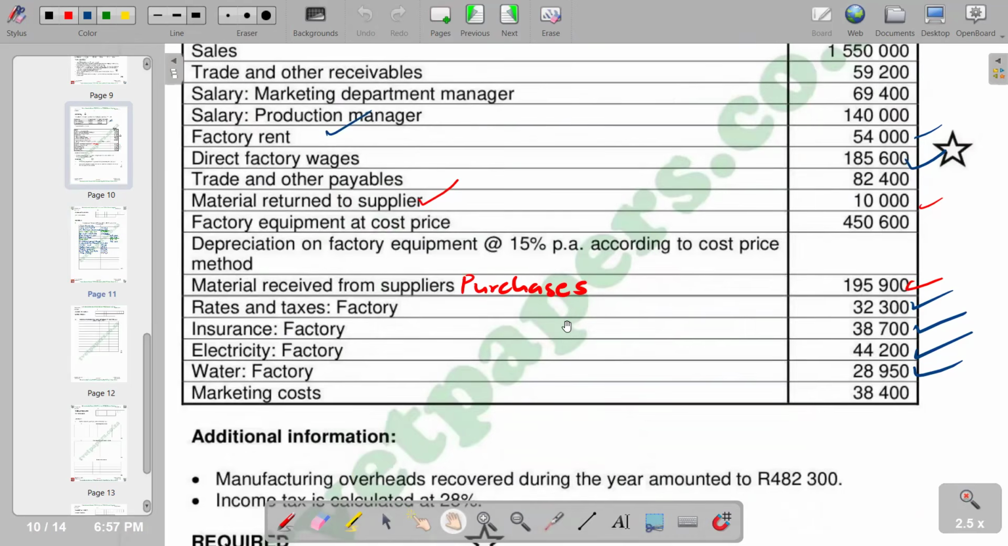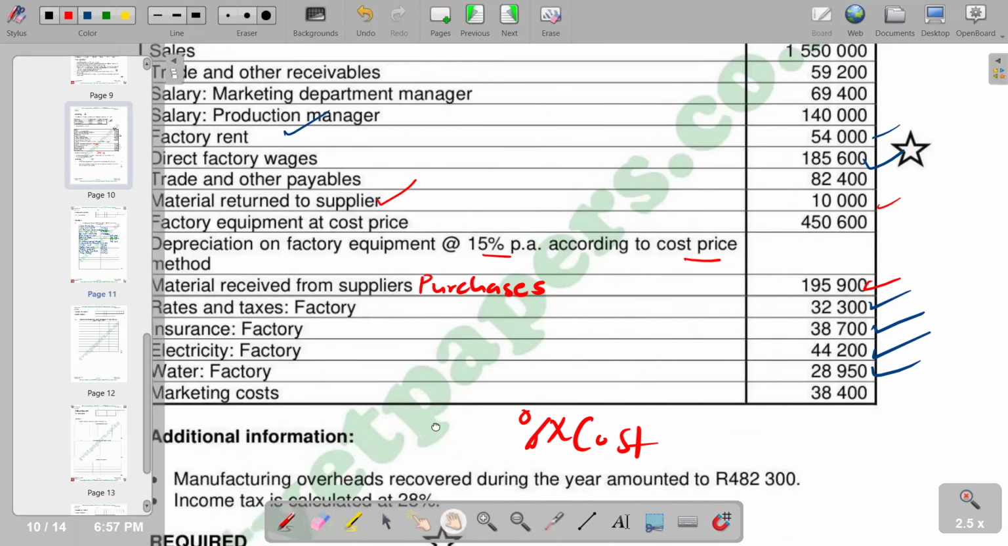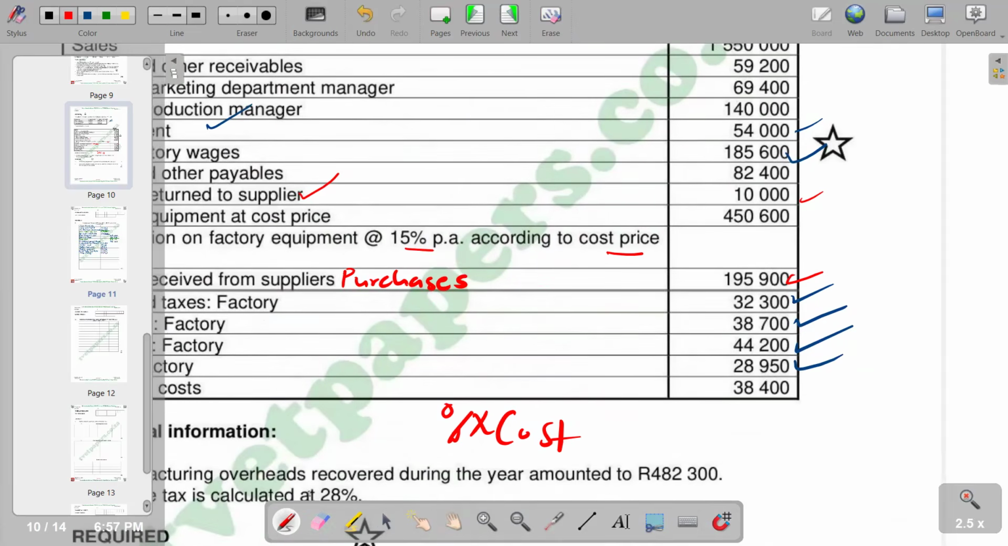And then, of course, we are checking only manufacturing overheads. So from there, we are supposed also to check in terms of depreciation. You see that we are given a depreciation of factory equipment at 15% per annum according to the cost price method. Remember, the formula for cost price is percentage times cost. So basically, we're given the percentage is 15%. Then the cost price is just above. We're given this 450,600. So we multiply it by 15%, so we are saying 450,600 times 15%.